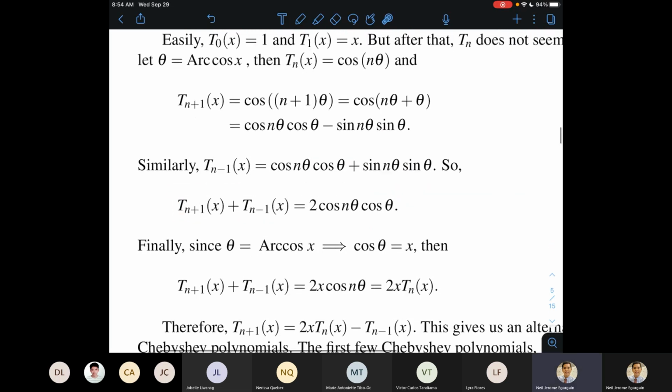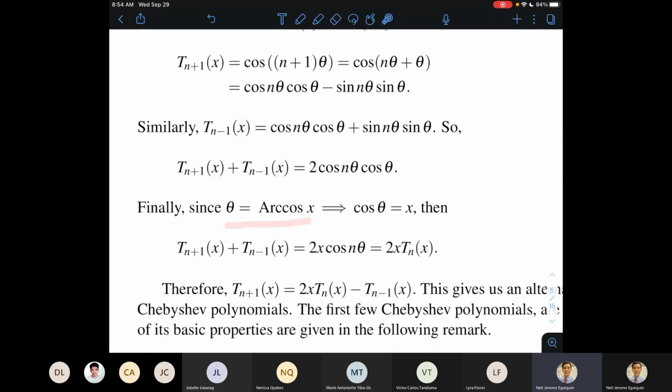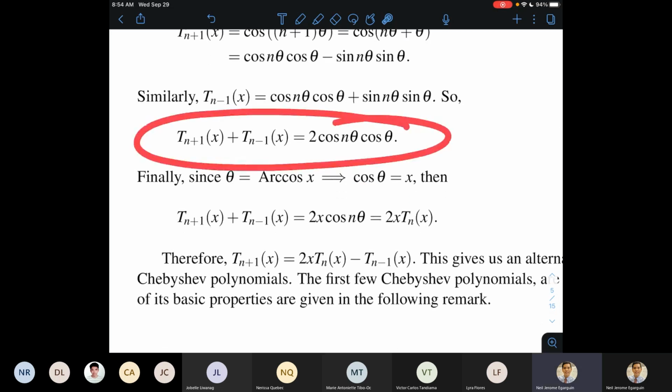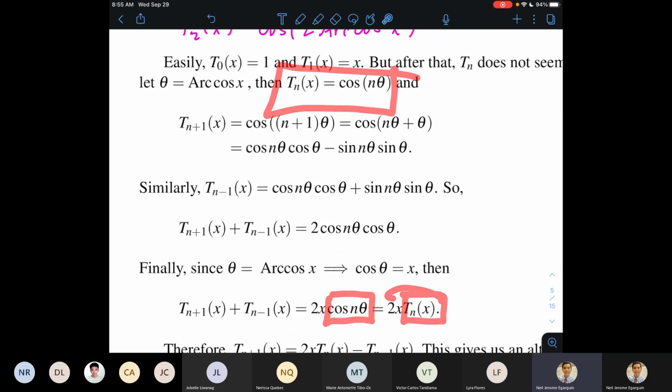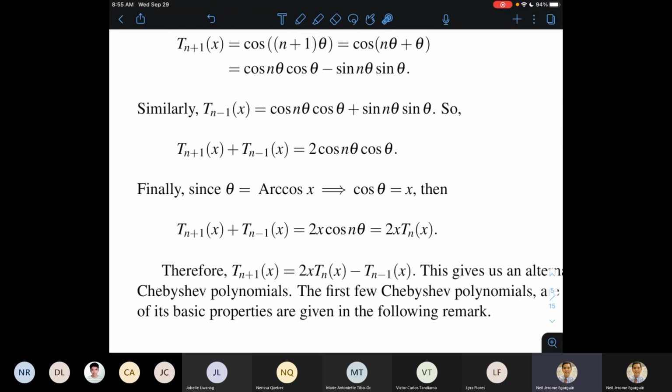But again, we let theta be equal to r cosine of x, taking the cosine of both sides will give us cosine theta equals x. So using this info in this expression, I can replace cosine by x. So that means we'll get 2x times cosine n theta. But if you go back, cosine n theta is nothing more but t sub n of x, right? So there you go. After the substitution, we found out that t sub n is just cosine n theta. So basically what we found out is t sub n plus 1 plus t sub n minus 1 is just 2x times t sub n.